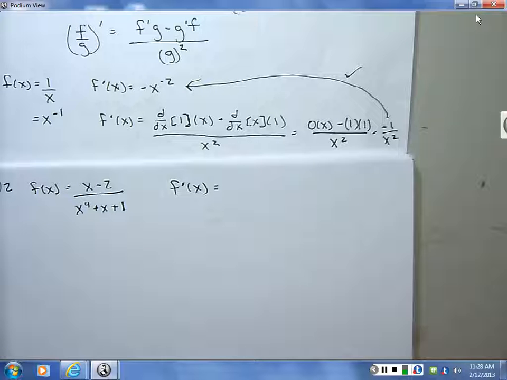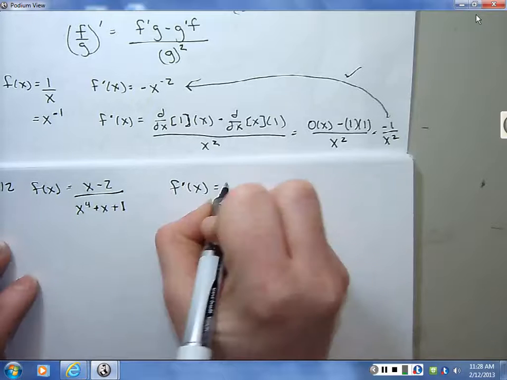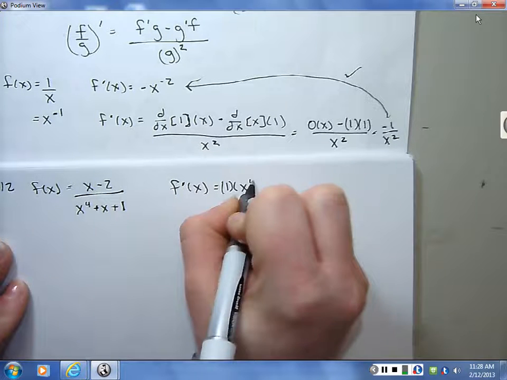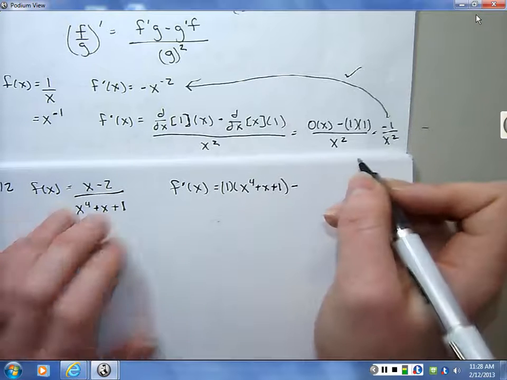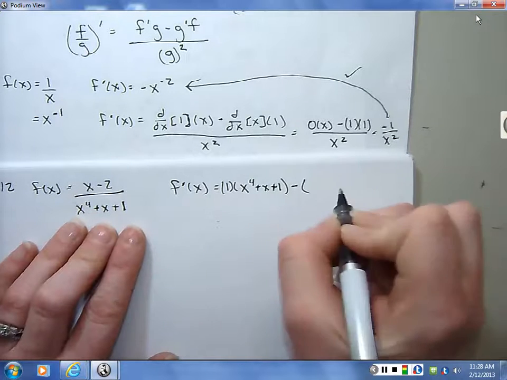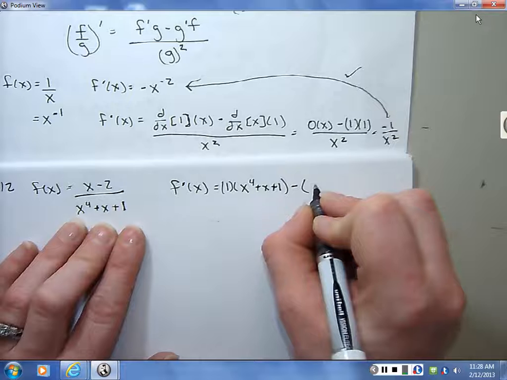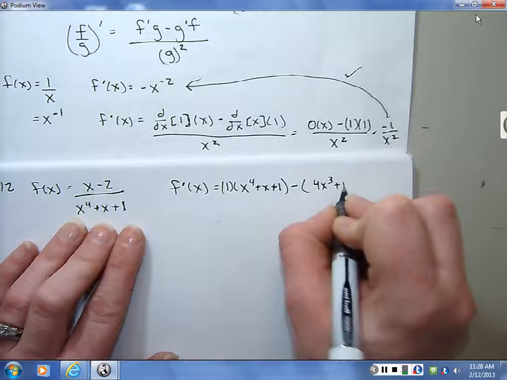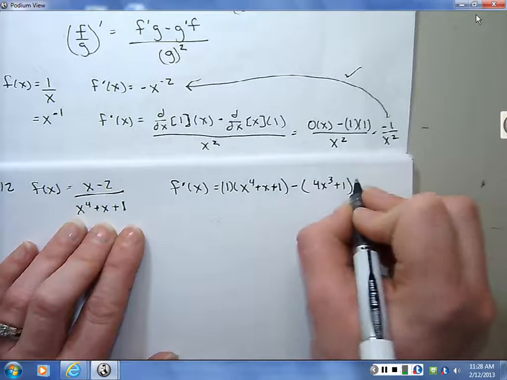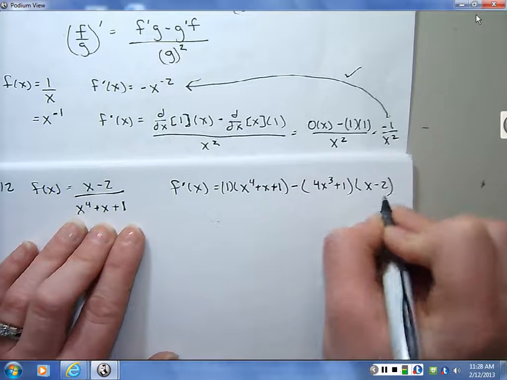Derivative of the top. What's the derivative of the top? 1. Hold the bottom, so it means x to the fourth plus x plus 1. Minus the derivative of the bottom. What's the derivative of the bottom? 4x cubed plus 1. Yeah, 4x cubed plus 1. Hold the top over the bottom squared.